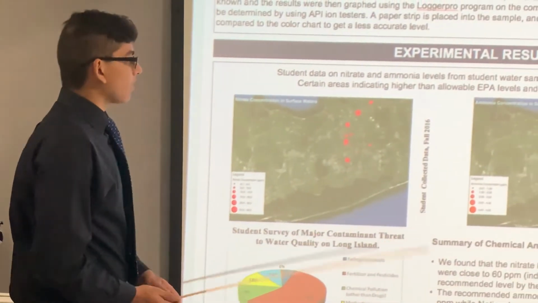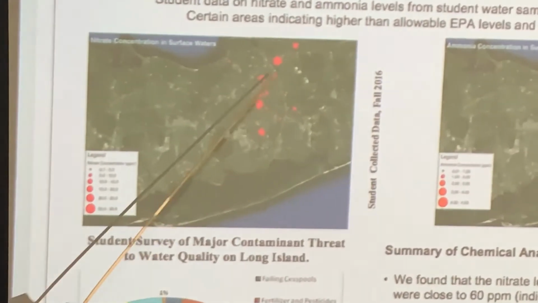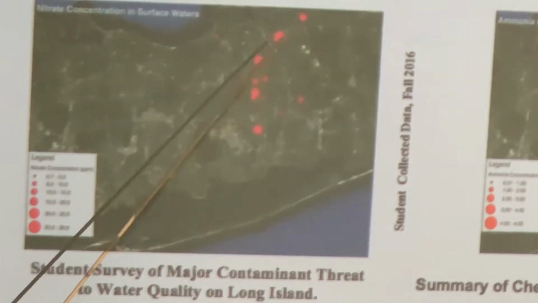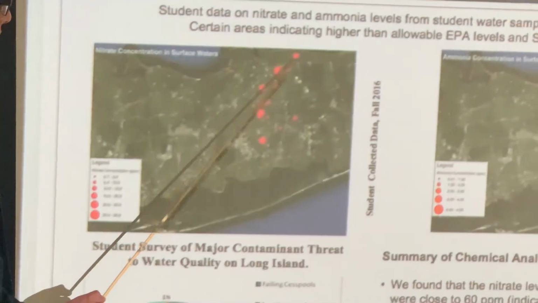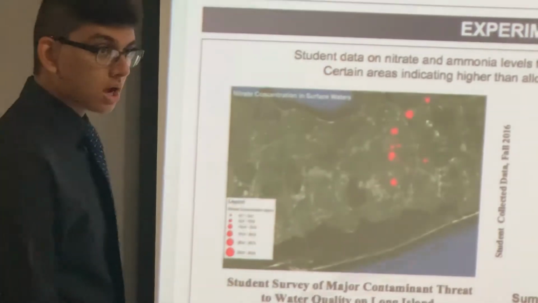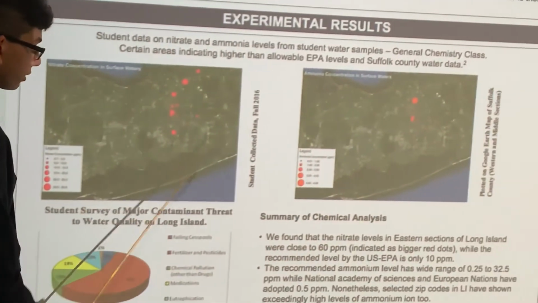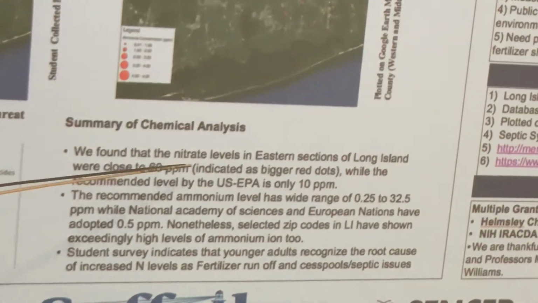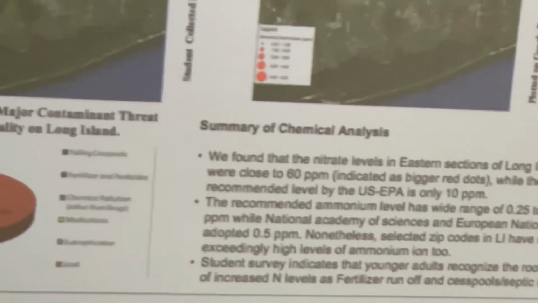Okay, thank you. So as we see in these 2 pictures, if we focus on the picture on the left, we can see that these red dots represent the concentration of the nitrate in the waters collected in the experiment. So we can see that the nitrate has alarmingly high dots, which means it's alarmingly high in concentration. And we found that the concentration in the eastern Long Island section, so over here, was close to 60 parts per million. And the recommended level by the US EPA is only 10 parts per million. So we can see that this is an alarmingly high amount of nitrate.